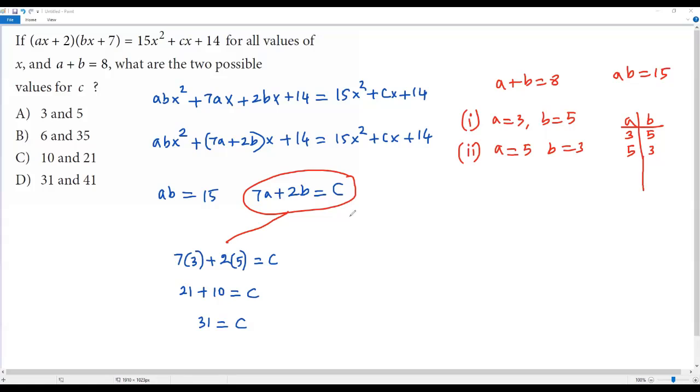Now I have to plug the second option of values for a and b into this equation. That is, a equals 5 and b equals 3. So 7 times 5, plus 2 times 3, equals c. 7 times 5 is 35, plus 2 times 3 is 6, equals c. So c equals 41. So the two possible values for c are 31 and 41. We find these two values, 31 and 41, in option D. So the correct answer choice for this question is option D.